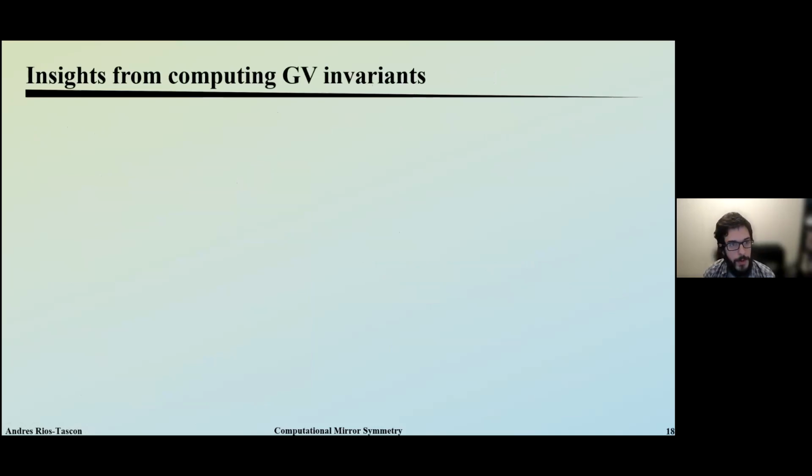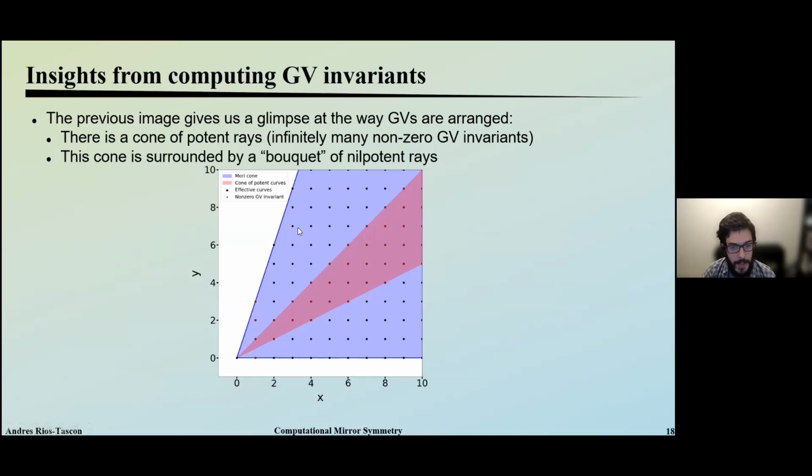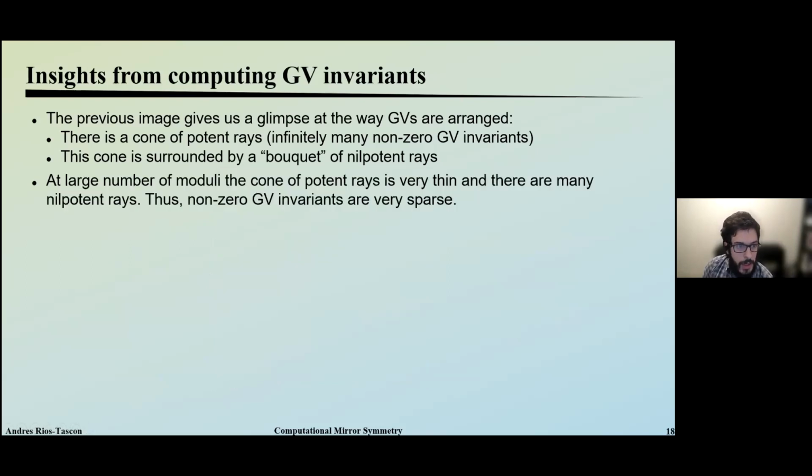So what can we learn from computing GV invariants? Well, as you got a glimpse in the previous plot, they are arranged in the following way. There's always a central cone of potent rays where there are infinitely many GV invariants, and they are surrounded by a bouquet of nilpotent rays that have only finitely many GV invariants. As you increase the number of moduli, this cone of potent rays gets really thin, and there are many, many nilpotent rays. So the non-zero GV invariants actually get exponentially sparse.